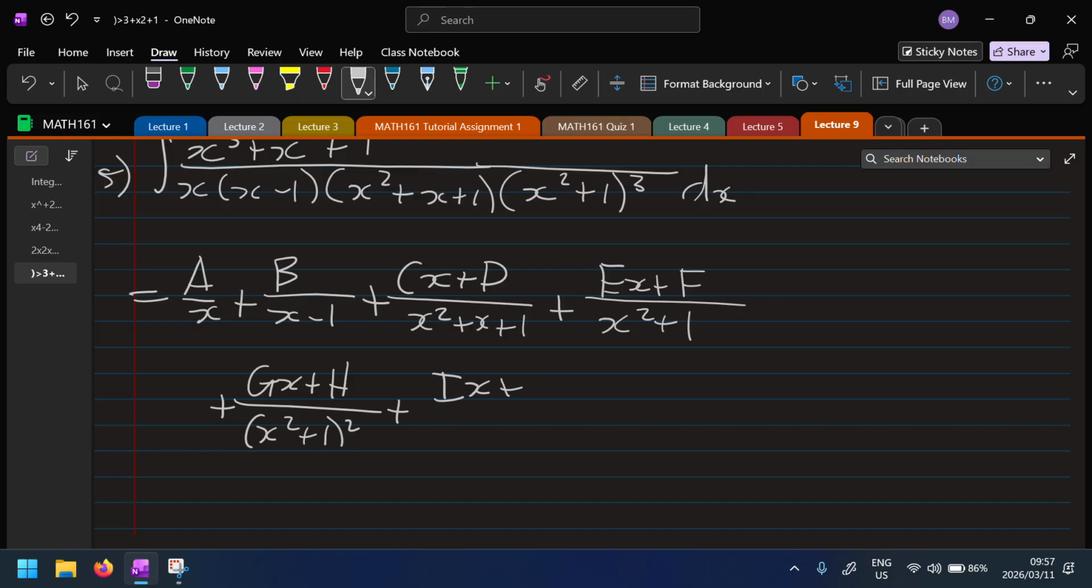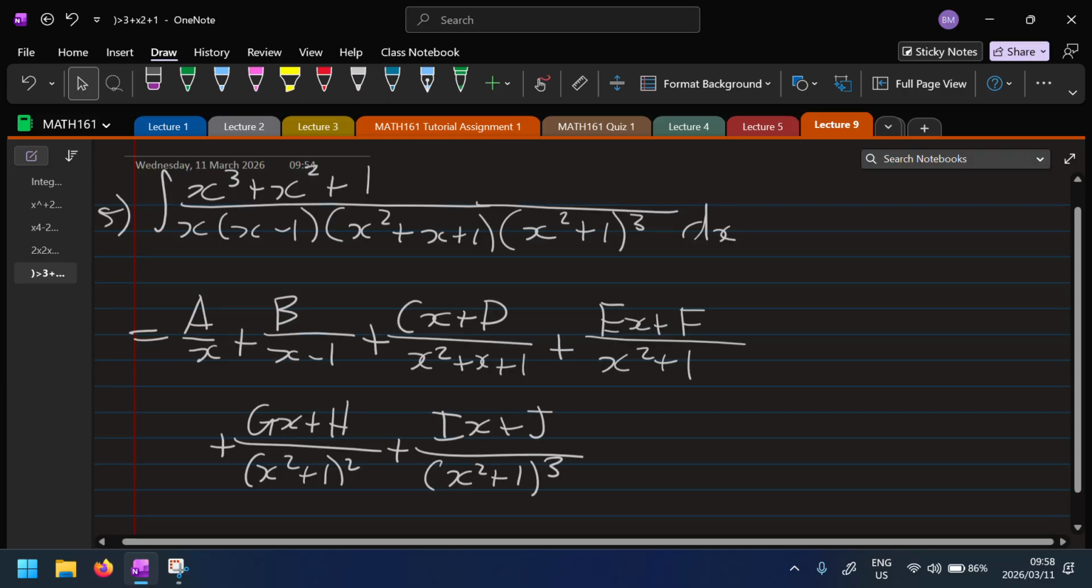Otherwise make up something. Please don't think about what the next one's going to be. Yeah, ix plus j over, or cube. There we go. Okay, good. So this will be like the most difficult that you're going to get. Yeah. So no cubics or anything, just up to quadratics.